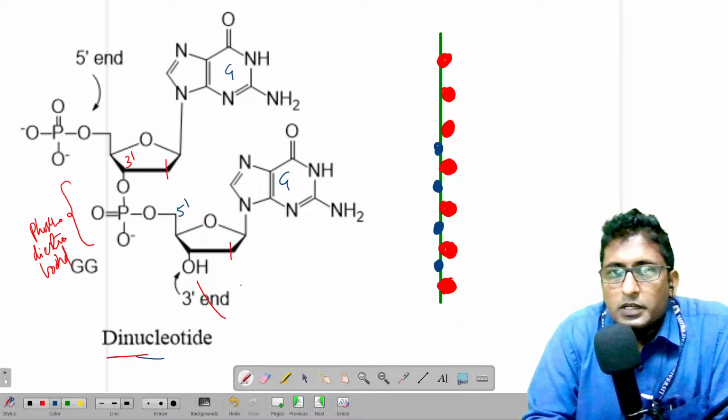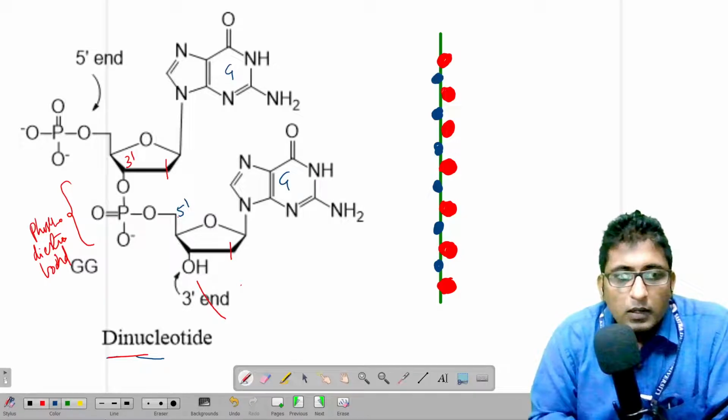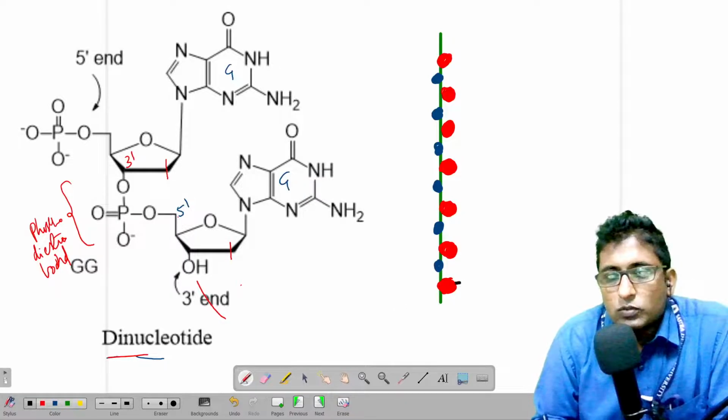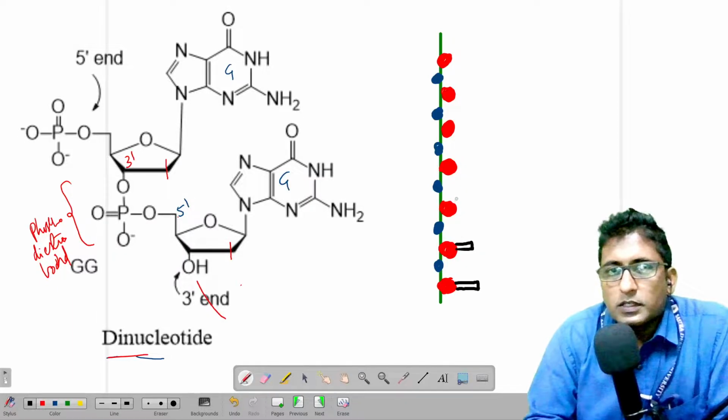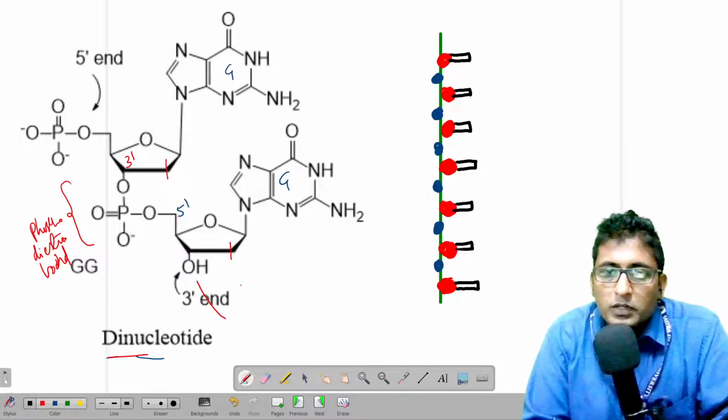We are only depicting the phosphate backbone of the polynucleotide. If I were to indicate the nitrogenous bases, they would have been attached to the ribose, something like this. This is just a depiction of how these moieties are arranged in a polynucleotide. This is important to understand.